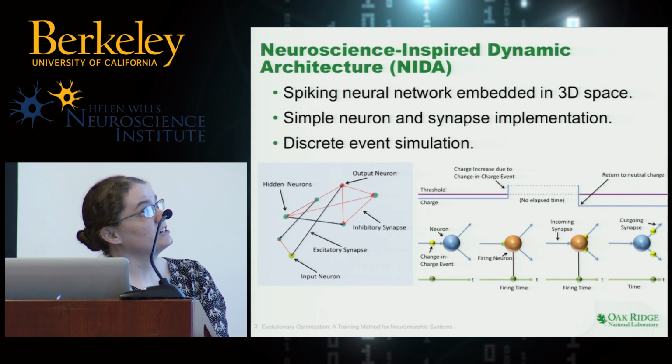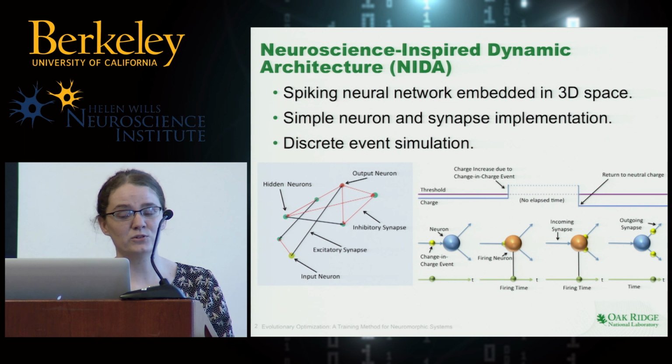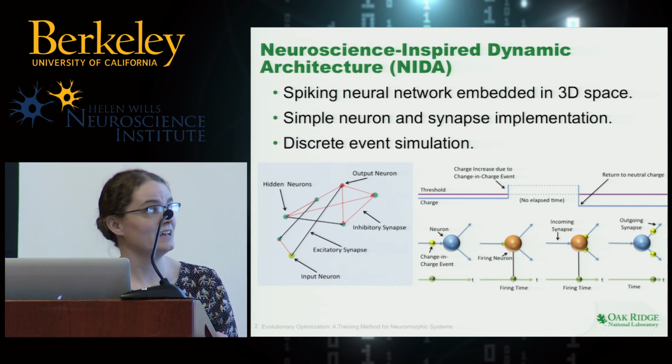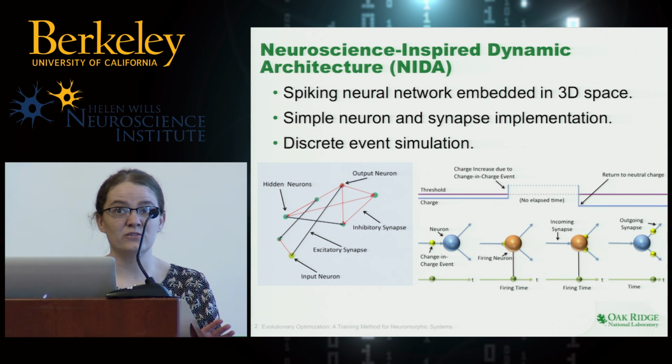So the first architecture I want to talk about is neuroscience-inspired dynamic architectures, or NIDA networks. NIDA networks are spiking neural networks that are embedded in a three-dimensional space. They have extremely simple neuron and synapse implementations. We have two parameters in our neurons, a threshold and a refractory period, and two parameters in our synapses, a weight and a delay. This is an abstract architecture that can be implemented in a variety of ways.